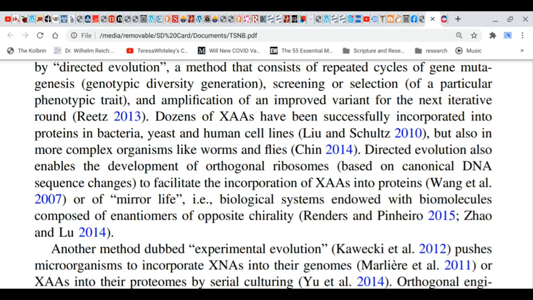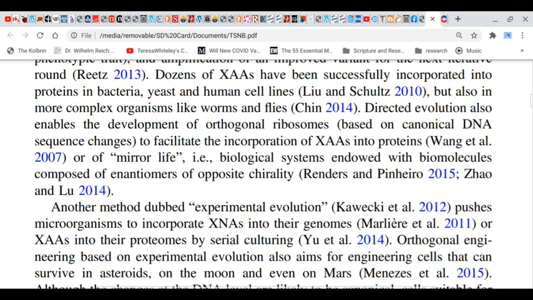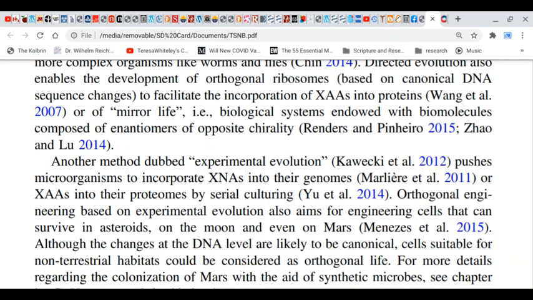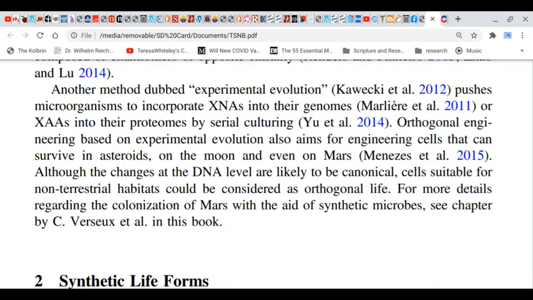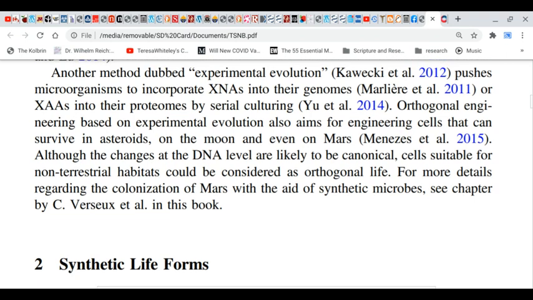Another method, dubbed experimental evolution, pushes microorganisms to incorporate XNAs into their genomes or XAAs into their proteomes by serial culturing. Orthogonal engineering based on experimental evolution also aims for engineering cells that can survive in asteroids, on the moon, and even on Mars. Although the changes at the DNA level are likely to be canonical, cells suitable for non-terrestrial habitats could be considered as orthogonal life. For more details regarding the colonization of Mars with the aid of synthetic microbes, see the chapter by C. Verseux in this book.